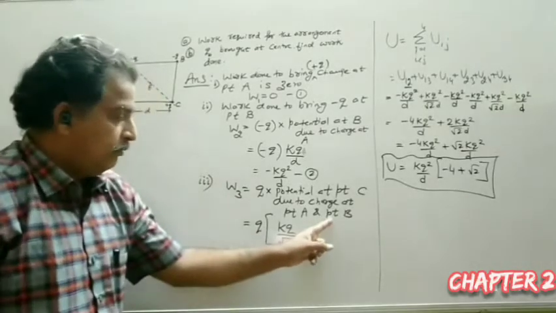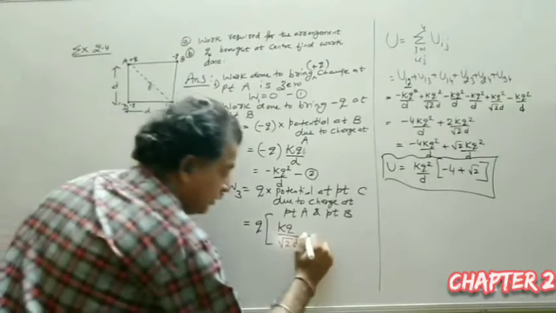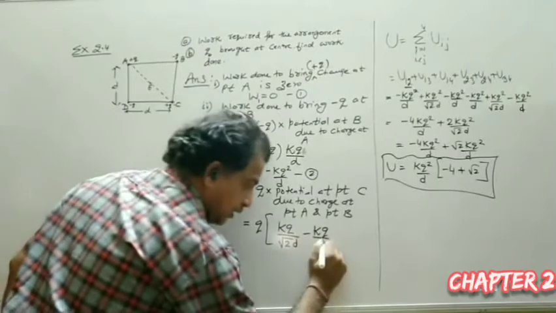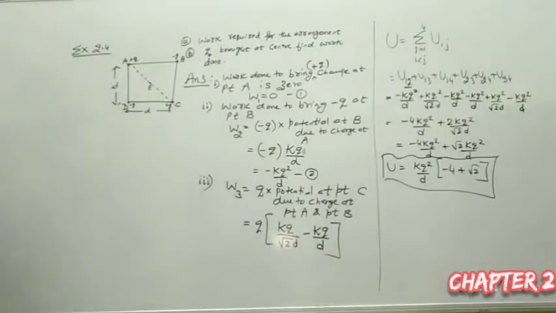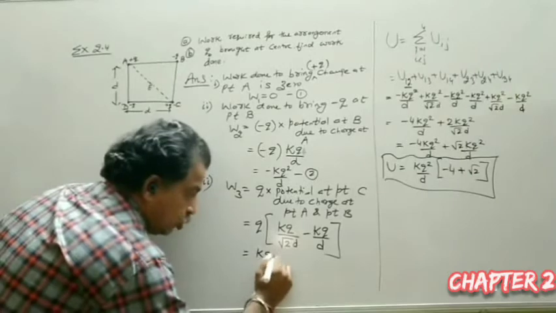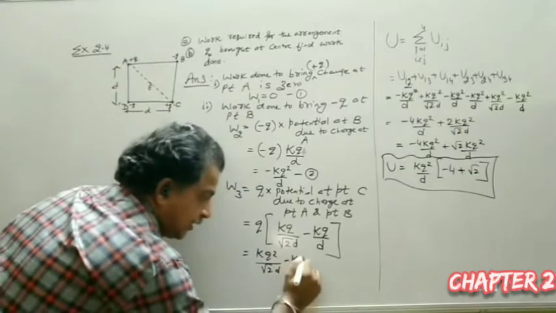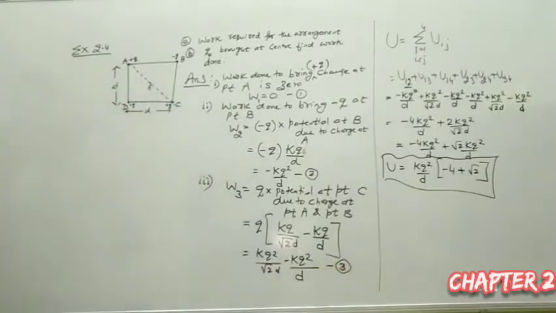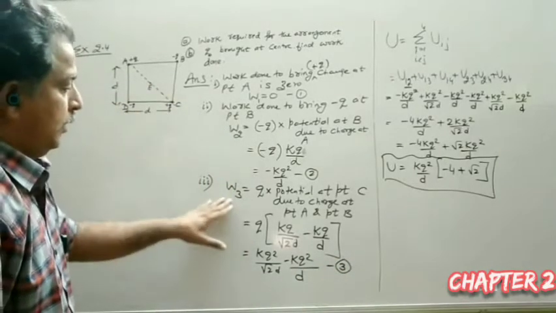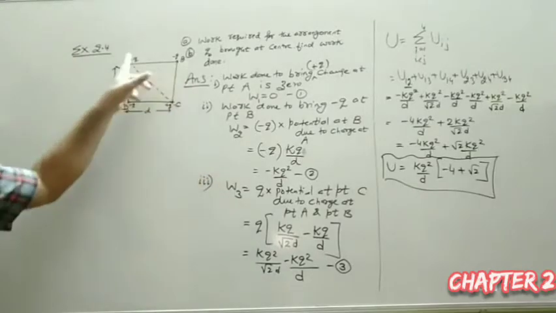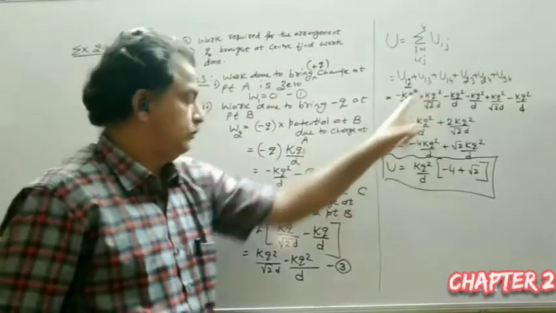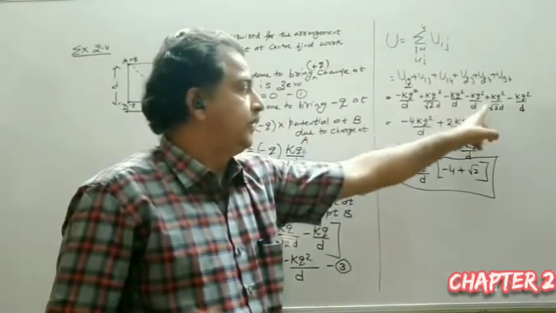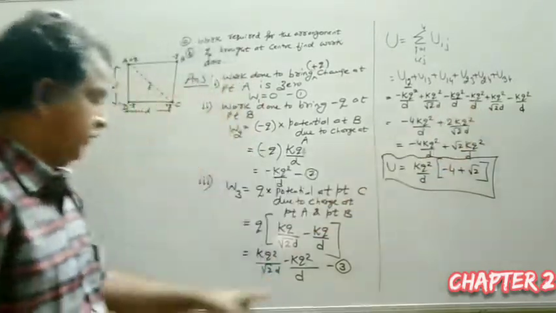Then work is also done against B, so minus k source upon distance between test and source, that is d. So this is equal to k q square upon root 2d minus k q square upon d, that is equation number 3. Now which terms have come into the picture? 1/3, then 2/3, so this is the 2/3 term.